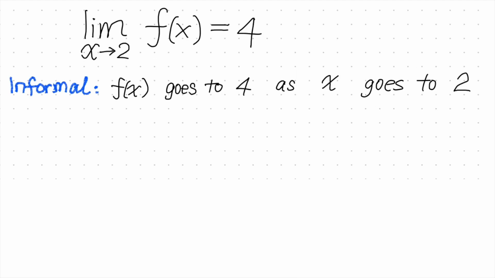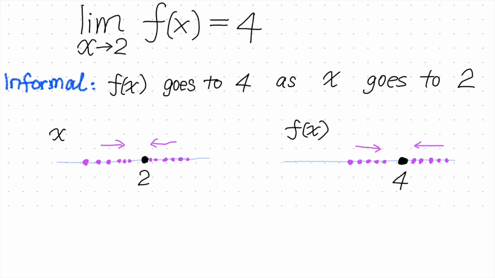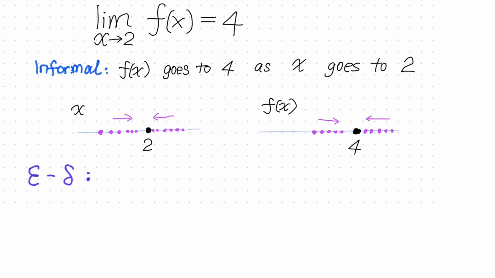The informal definition would say this means as x gets closer and closer to 2, f of x gets closer and closer to 4. For me, I always picture this as a sequence of points representing x getting closer and closer to 2, with its corresponding sequence of points representing f of x getting closer and closer to 4. Now, what's the epsilon-delta definition, which is supposed to be the formal definition of limit?